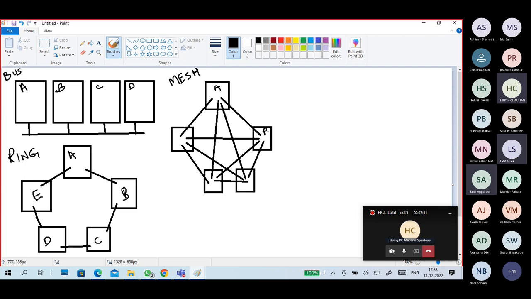A sends a packet to B, B sends a packet to C, C sends a packet to D, D sends a packet to E, and A can send a packet to B, C, D. B can also send a packet to A, C, D, E.